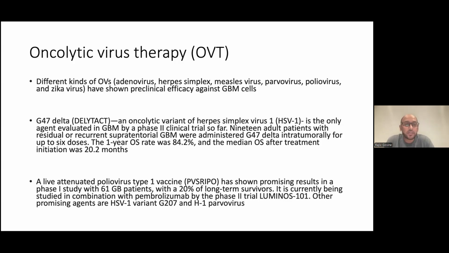A live attenuated poliovirus type 1 vaccine, PVSRIPO, has shown some promising results in a phase 1 study with 61 GBM patients, with 20% long-term survivors, and is currently being studied in combination with pembrolizumab in a phase 2 trial called LUMINOS-101.